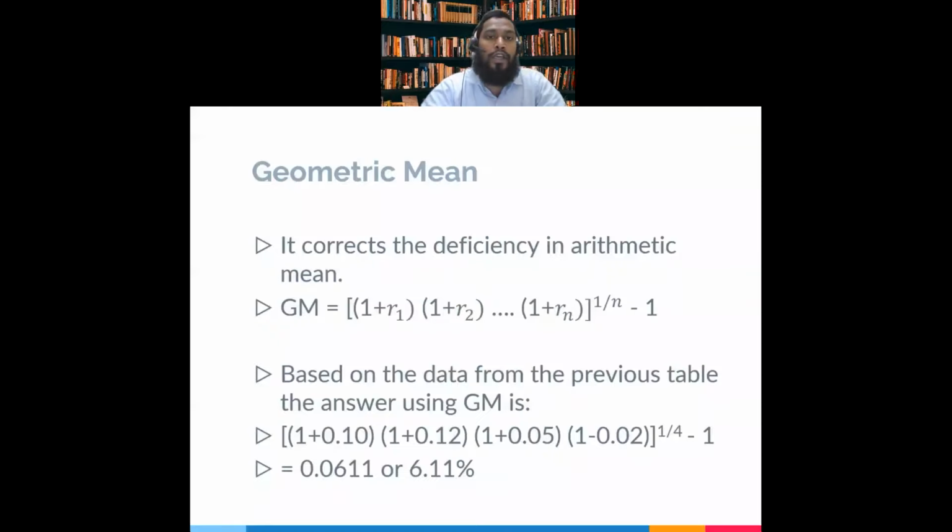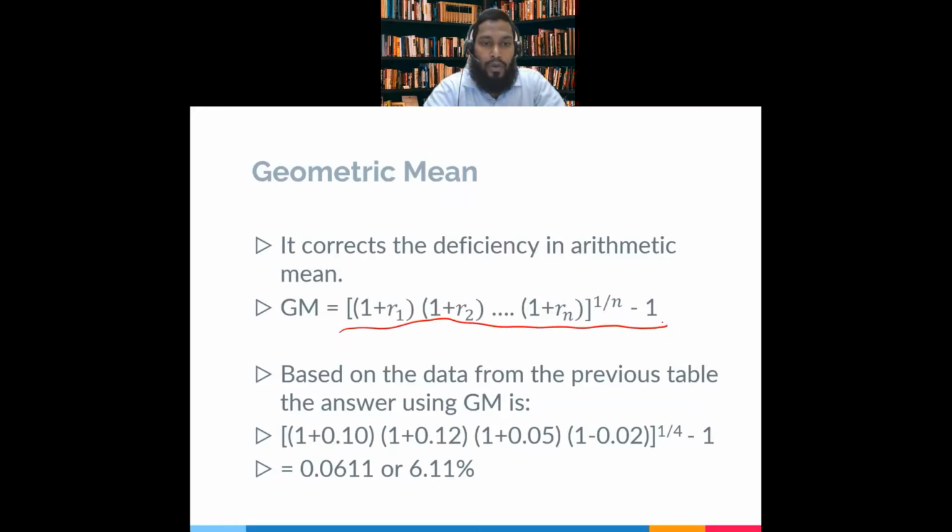That's why we need the geometric mean, so it corrects the deficiency in the arithmetic mean. So it will take into consideration if we reinvest the profit. So here is the formula to get the geometric mean.